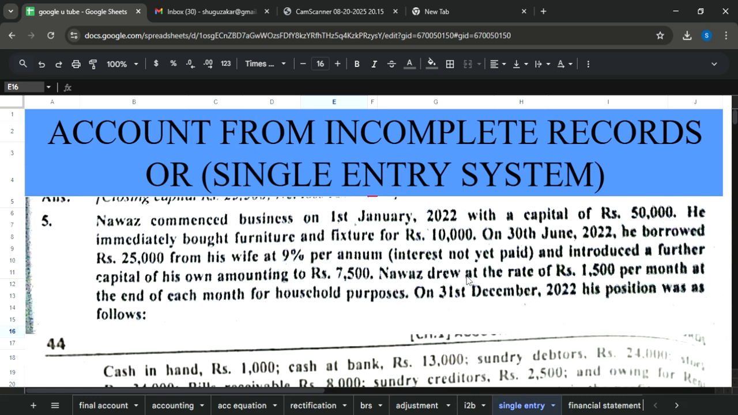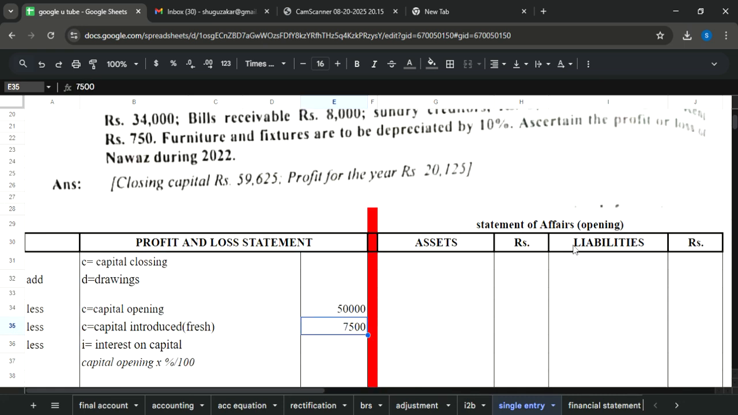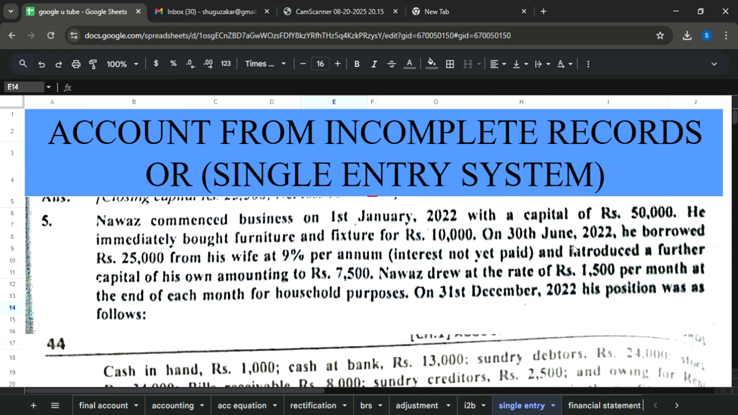Drawings are at the rate of 1500 per month. So come to the point in drawings: 1500, and multiply by 12 because per month drawings were 1500. Let's go further. On 31st December, now it's very clear this is the ending date. Whatever is written over here, they all are linked with the closing statement.